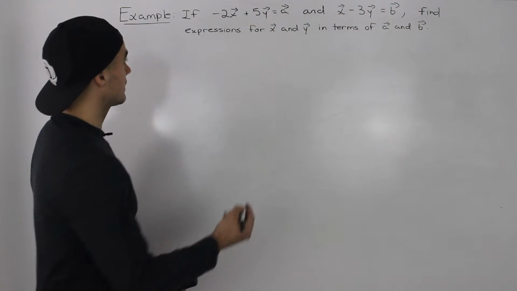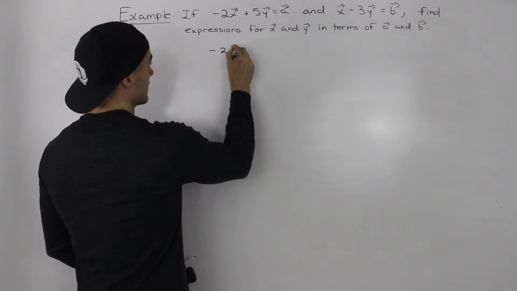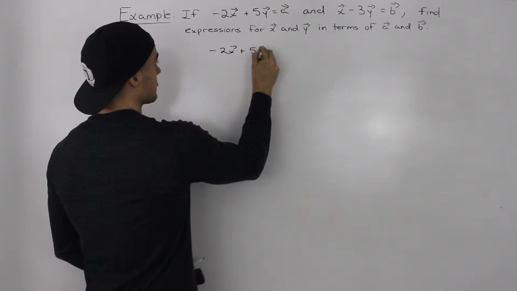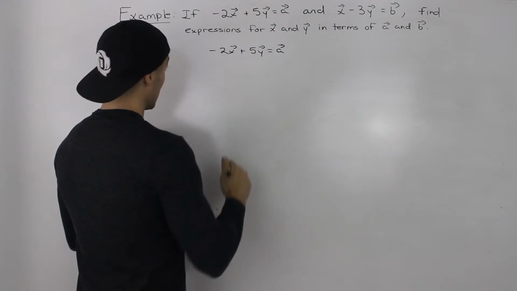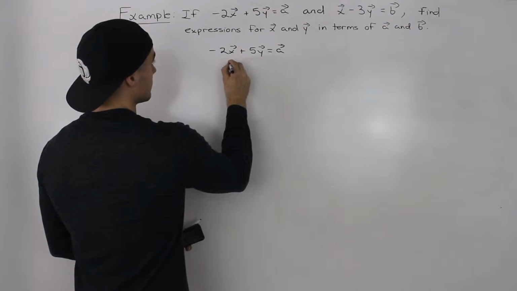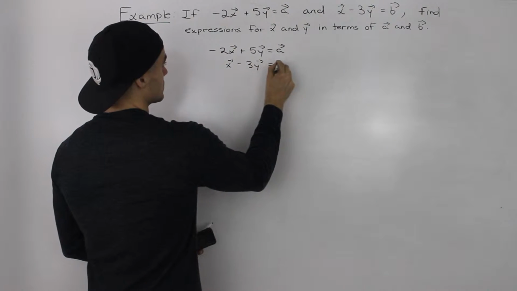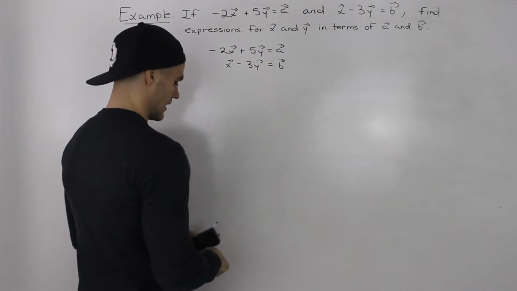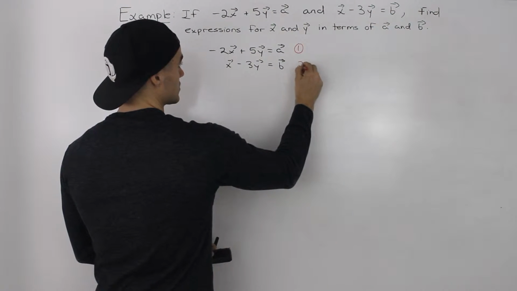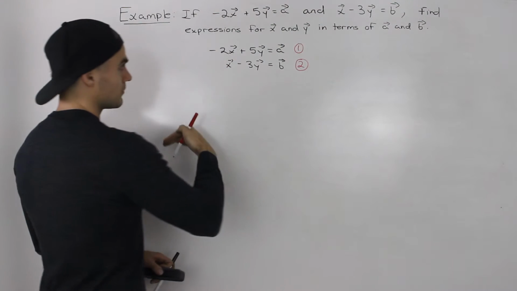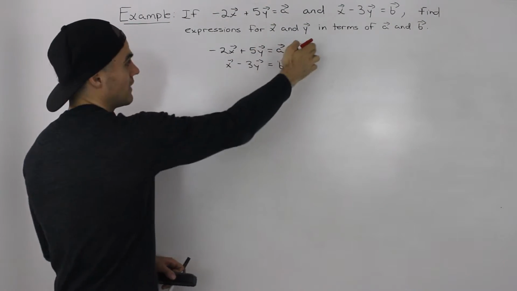So to begin with, let's write out these expressions here. So this would be negative 2x plus 5y equals vector A, and vector x minus 3y is equal to vector B. Now I'm going to number these expressions as 1 and 2 because I'm going to write out a bunch of steps and I'm going to be referring to these expressions by their numbers.